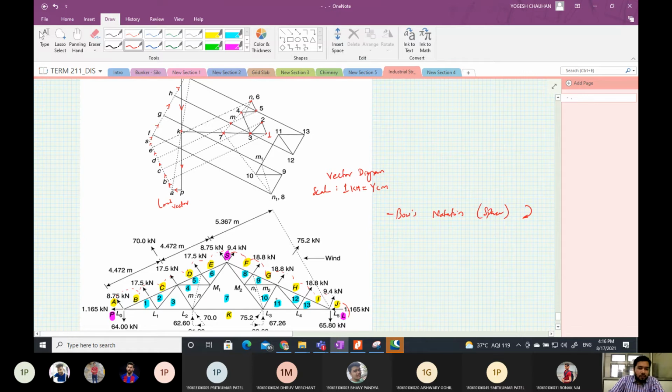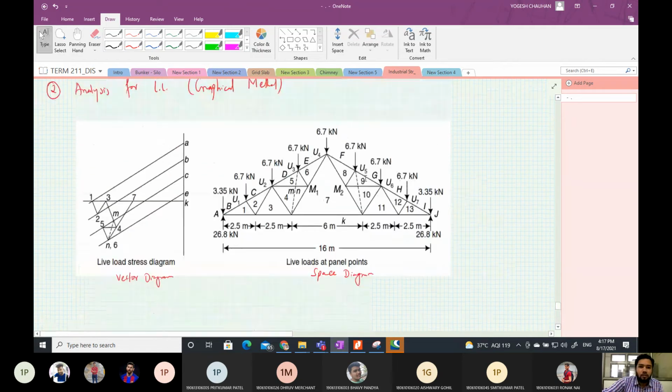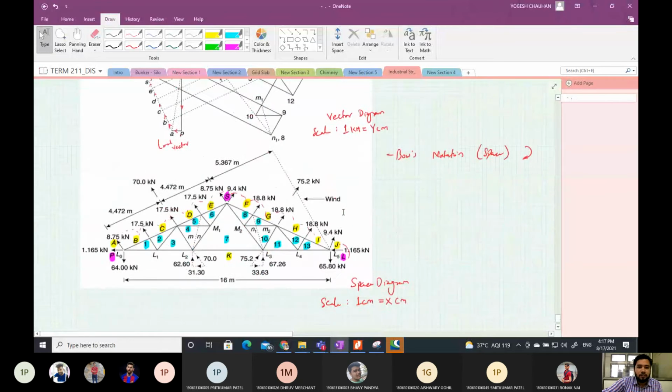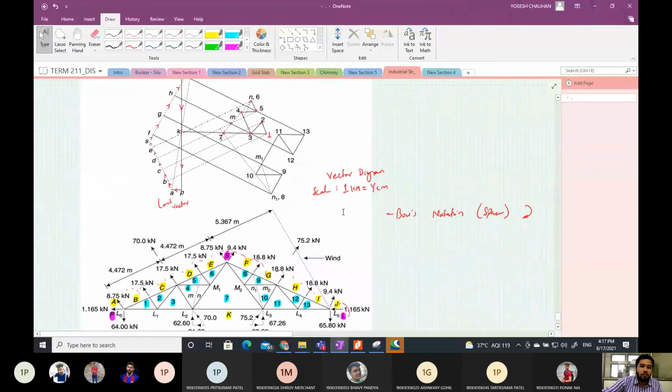But here you have to draw the vector diagram for all the members, because the loading is not symmetrical. You have different loads on left side and different load on the right side. So you have to draw for all the members. Unlike dead load and live load case, which have all the loads same on left side as well as right side, here the loads are different. So you have to find other members also.